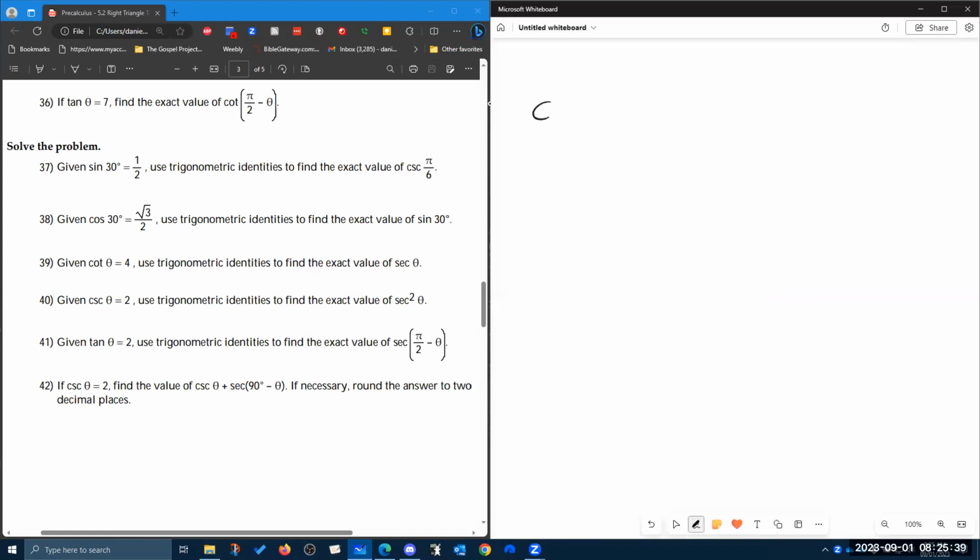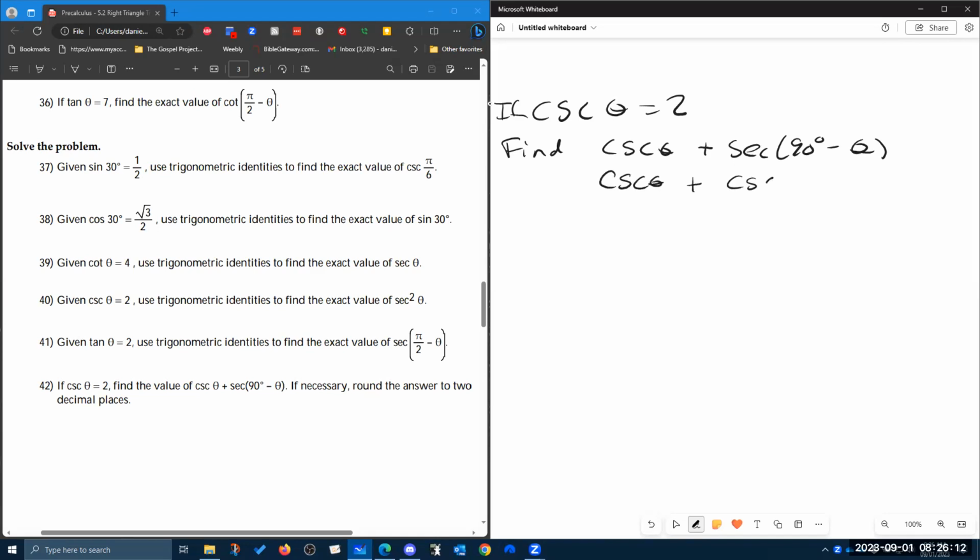Last one for this section, if cosecant theta is equal to 2, find what cosecant of theta plus secant of 90 degrees minus theta is. It really doesn't matter what cosecant equals in this case here for right now, in this first step, because this is cosecant plus cosecant, now I get to make the substitution that this is 2 plus 2. So this is 4.